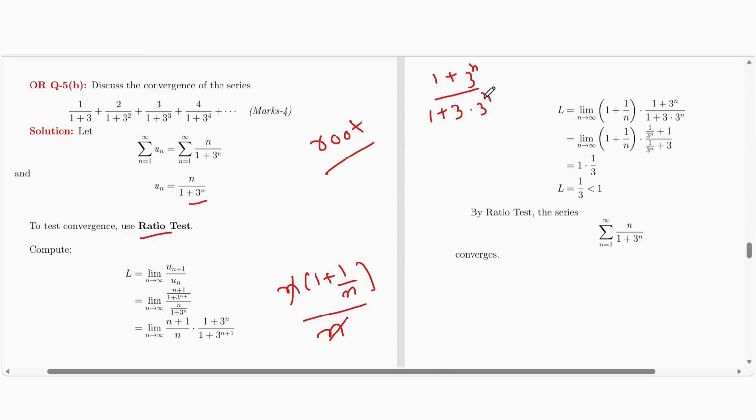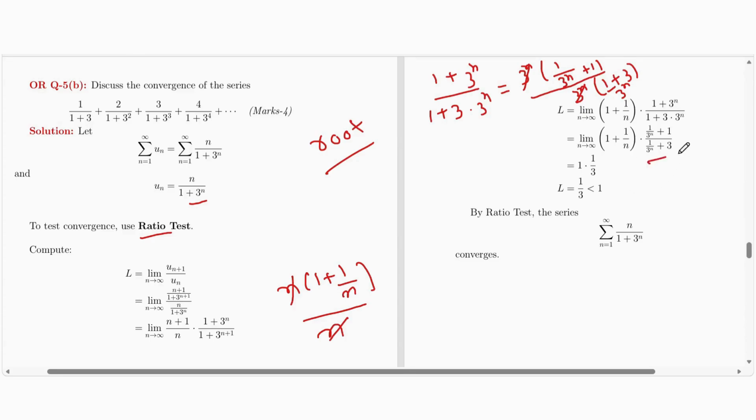Now from this take 3 raised to n common. I am taking 3 raised to n common from the numerator, so we get 1 upon 3 raised to n plus 1. In the denominator again take 3 raised to n common, so we get 1 upon 3 raised to n plus 3. Now this 3 raised to n cancels out. So we get 1 upon 3 raised to n plus 1 in the numerator, and 1 upon 3 raised to n plus 3 in the denominator. Yes or no?